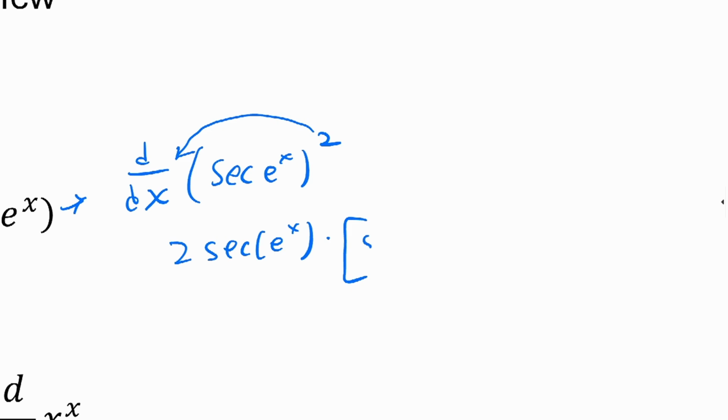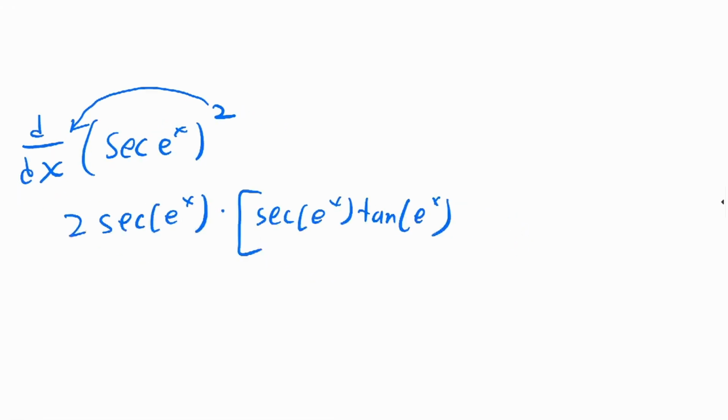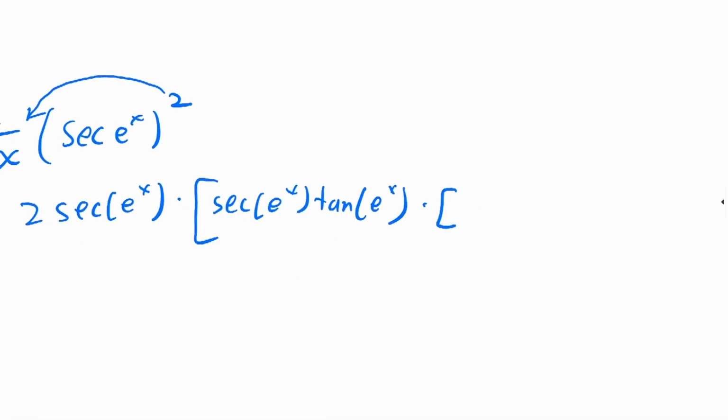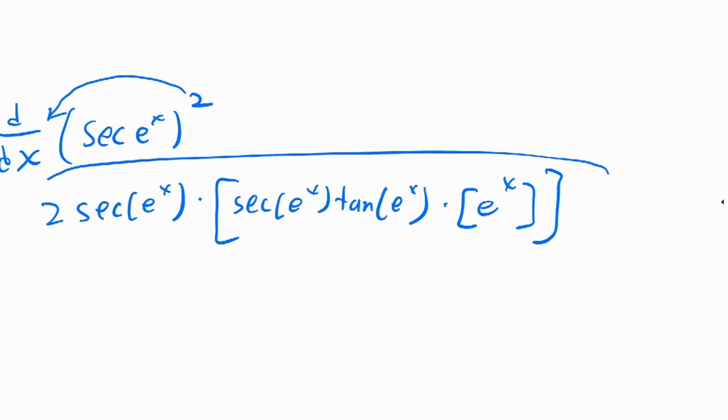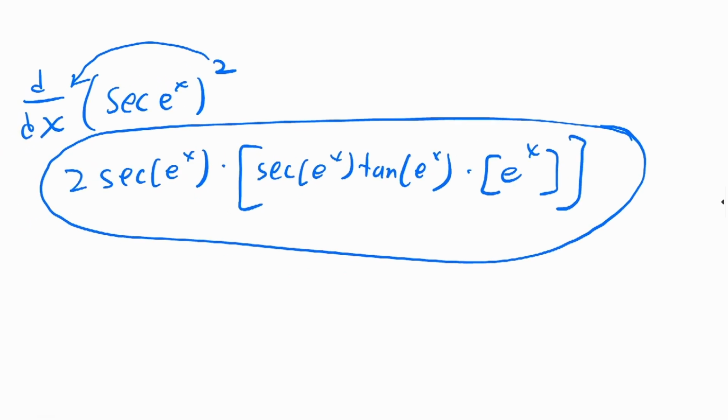Well, the first part is just going to be secant of e to the x tangent of e to the x, right? Derivative of secant of something is just secant of that thing, tangent of that thing. But we need to do a chain rule of the inside of that secant function, which is e to the x. Derivative of e to the x is just e to the x. And there's your incredibly long derivative that you don't need to simplify.